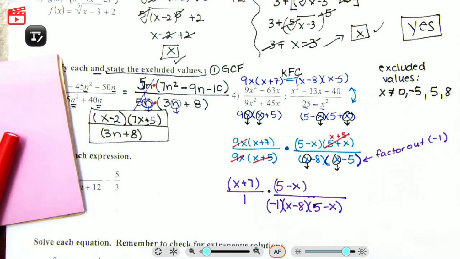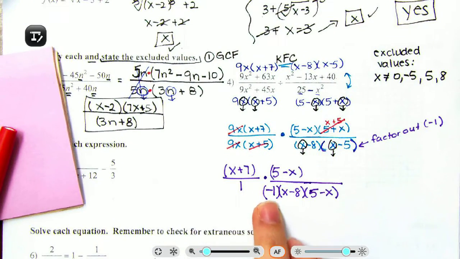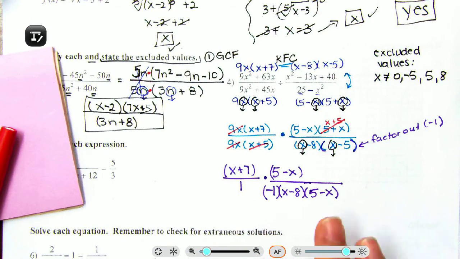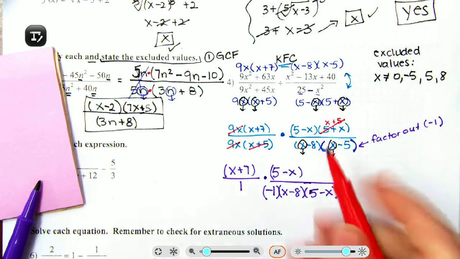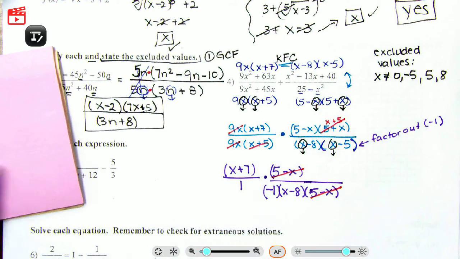Because this is multiplication, all you have to do is write that negative 1 out in front. You don't have to pull out a negative out of here. It's already multiplication. Just factor it out, write it out in front. Then, because I was able to do that, we get to cross these out, cancel these out, undo them.